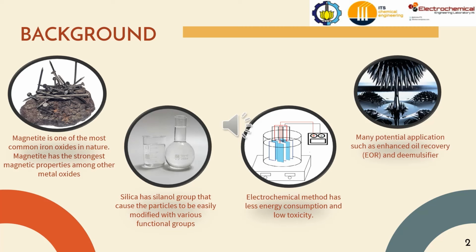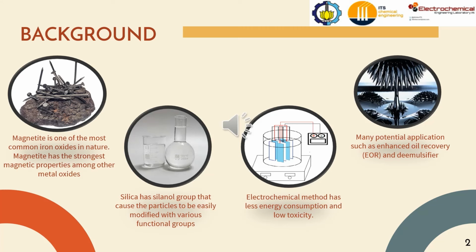Okay, we start from the background. Magnetite is one of the most common iron oxides in nature. Magnetite has the strongest magnetic properties among other metal oxides. Magnetite is easy to agglomerate, so it needs to be functionalized with other materials, like silica. Silica has silanol groups that cause the particles to be easily modified with various functional groups.